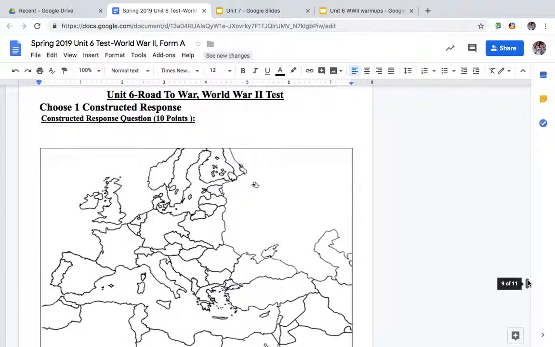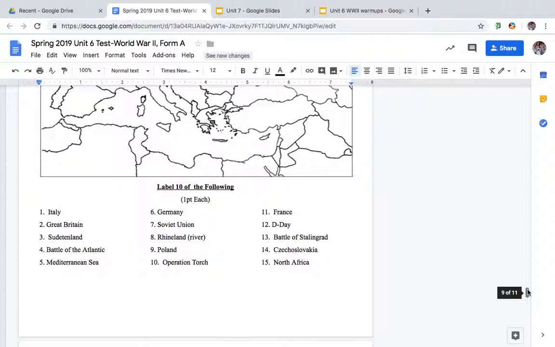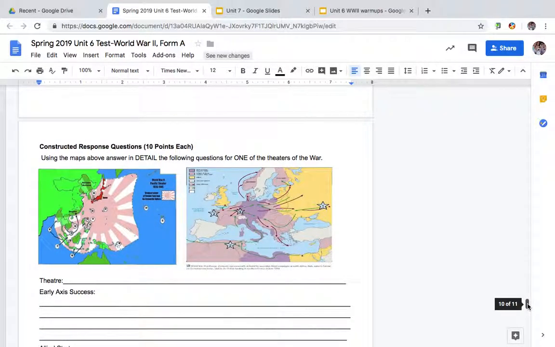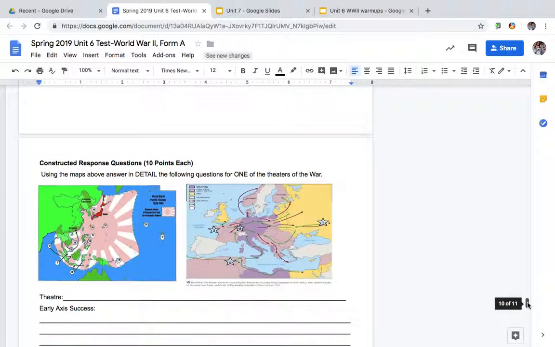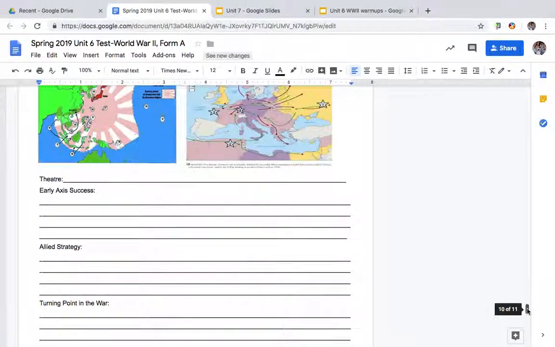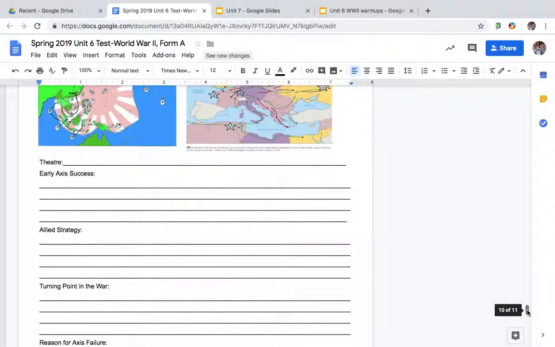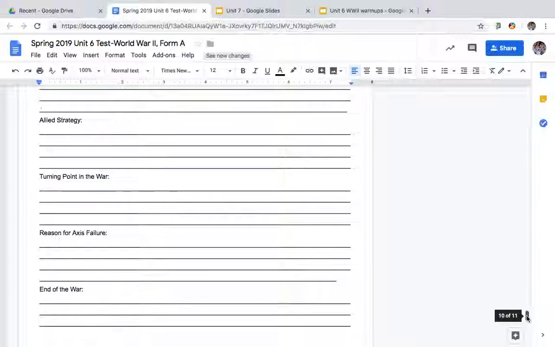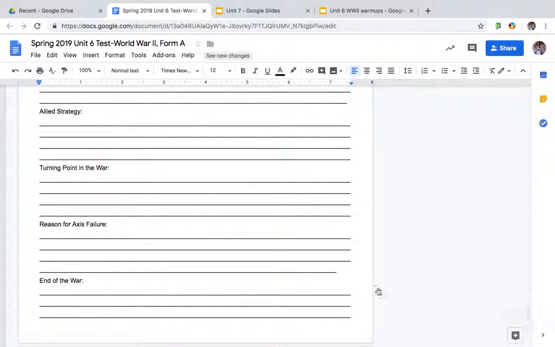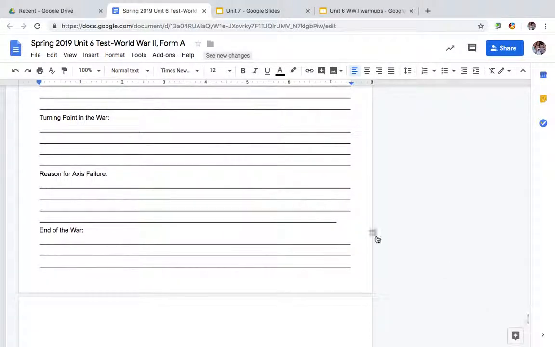Okay, and then construct a response. You can either label 10, so there's 15 things, or you can label at least 10 of those. Or second choice, use the maps to explain one of the theaters of war. So explain the theater, early Axis success, the Allied strategy, what was the turning point in that theater, what was the reason for Axis failure in that theater, and explain the end of the war in that theater.